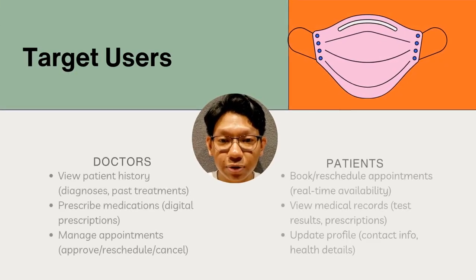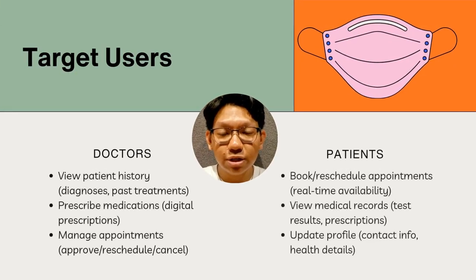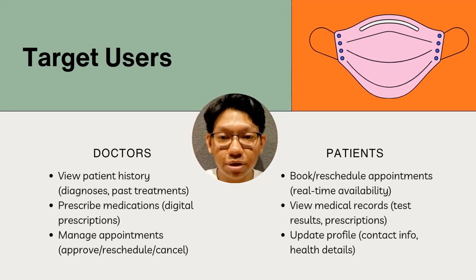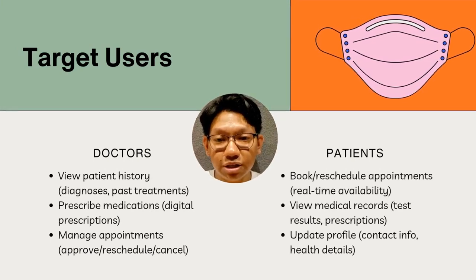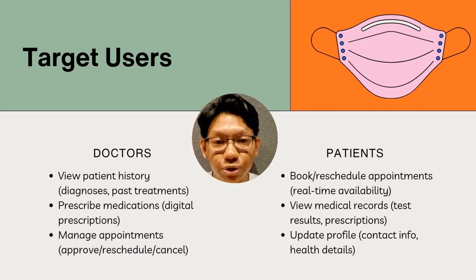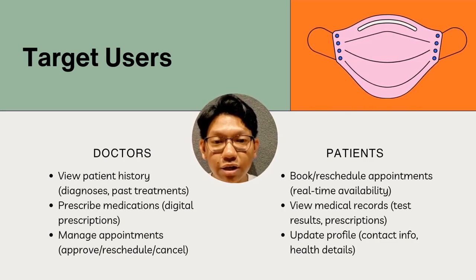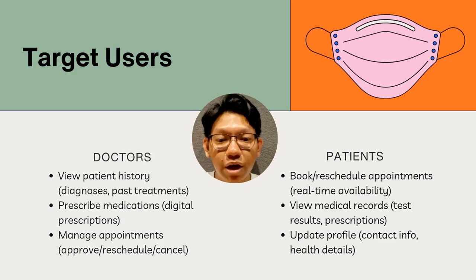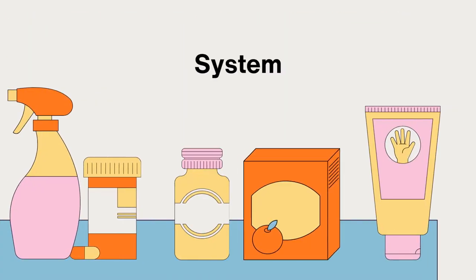Next, we're going to the target users, where we have two users, which are doctors and patients. I'll take doctors as an example. The doctors can view a patient's history, such as diagnoses and past treatments. Meanwhile, patients can book or reschedule appointments by checking real-time availability. That's all from me. I'm passing to my friend.